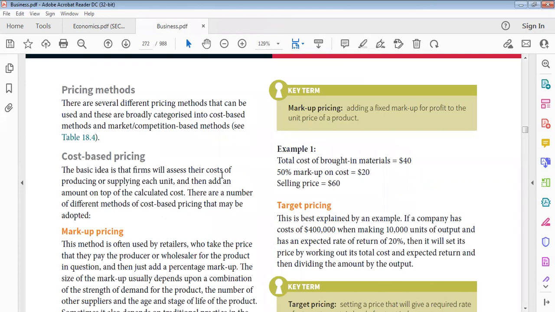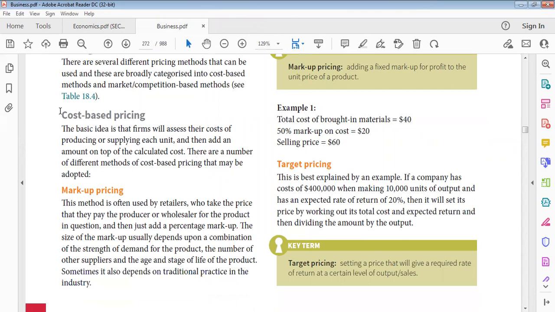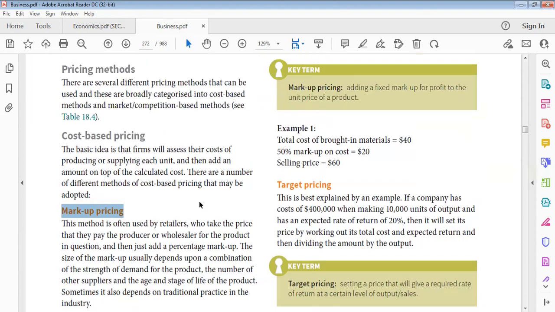First of all, we're going to talk about cost-based pricing, and number one under cost-based pricing is markup pricing. Have you ever heard this word, markup? No, sir, I haven't. All right. Markup is actually a very simple thing. First of all, you try to find out what your cost is, and then you add a markup on your cost.